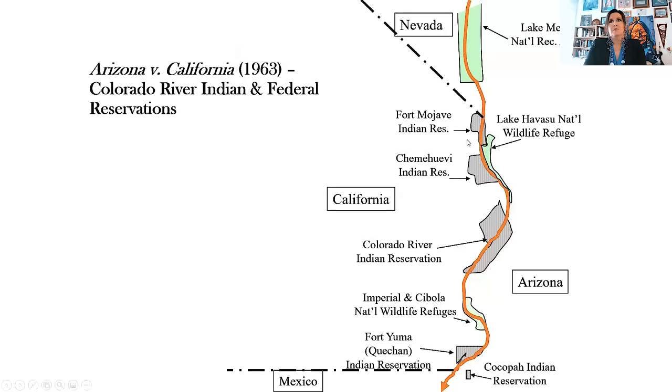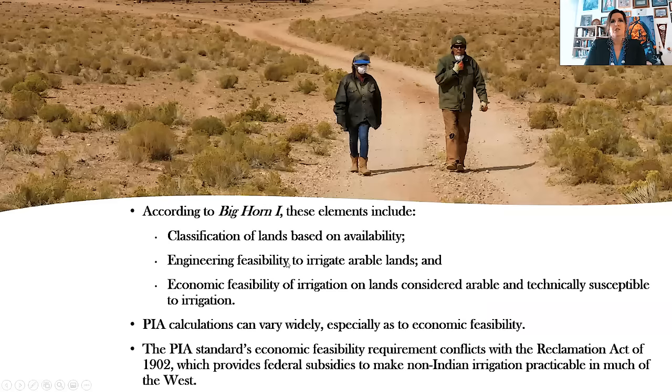And you can see on this map the areas that were adjudicated in the Arizona v. California decree, and the tribes that have adjudicated water rights and those that did not, obviously the Navajo Nation not included. These are very complicated adjudication processes that include classification of lands and what is available, engineering feasibility on what would be necessary to irrigate arable lands, lots of analysis of the economic feasibility of irrigation on those lands, and just technical susceptibility for irrigation.